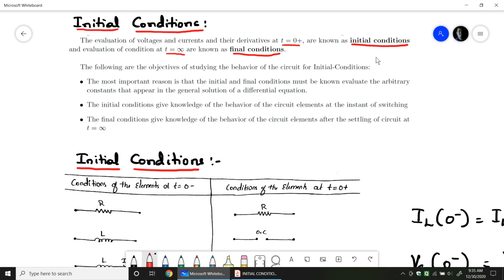Okay, what is the objective of finding the behavior of the circuit for initial conditions? For what purpose do we do it? The most important reason is that the initial and final conditions must be known to evaluate the arbitrary constants that appear in the general solution of a differential equation. So in many circuits we find initial and final conditions most of the time.